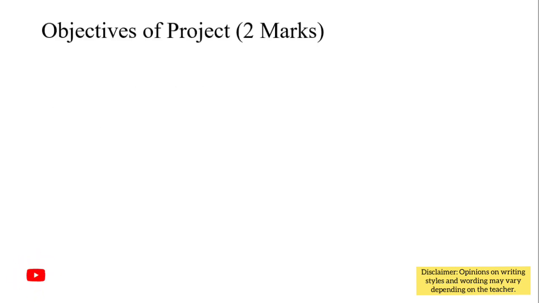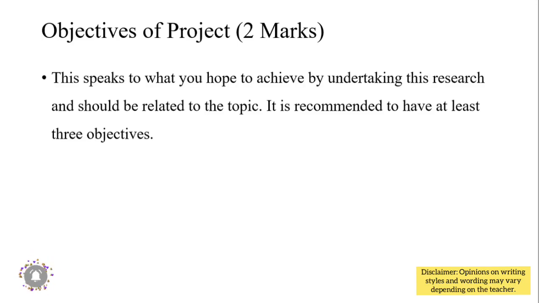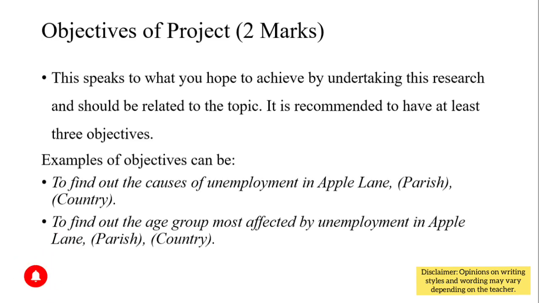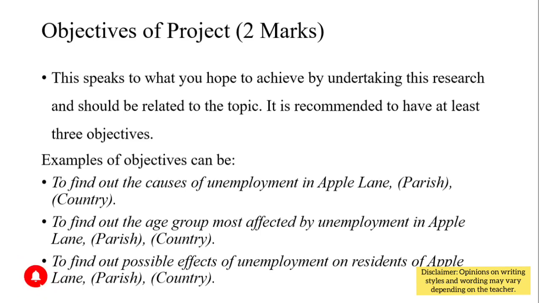Now we move on to the objectives of the project. The objective of the project speaks to what you hope to achieve by undertaking this research, and it should be related to the topic, right? So you don't state an objective that is not related to the topic. It is recommended to have at least 3 objectives, and some examples of objectives can be to find out the causes of unemployment in Apple Lane Parish, to find out the age group most affected by unemployment in Apple Lane, to find out possible effects of unemployment on residents of Apple Lane, right?